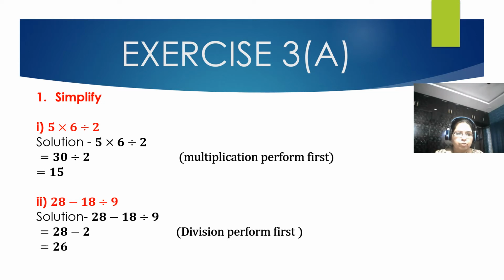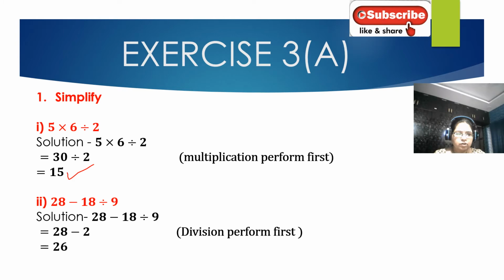Now we solve question number 1. Question number 1 is simplify. First part is 5 multiplied by 6 divided by 2. 5 multiplied by 6 is 30. 30 divided by 2 is 15. Multiplication operation is performed first. Then the second is 28 minus 18 divided by 9. In this expression, first the division operation will be performed, then subtraction. Division has first priority, then subtraction. So 18 divided by 9 is 2. So 28 minus 2 is 26.